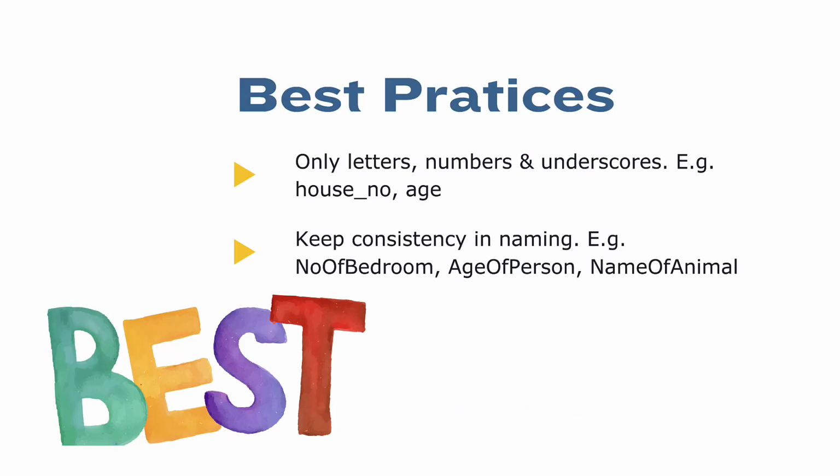Some of the best practices, these are high-level best practices when using variables. One is to use only letters, numbers, and underscores. For example, house_number or age. Just try to use this kind of naming when you define your variable. And also keep consistency in naming. For example, if you look at number of bedroom, age of person, name of animal, it's consistent how you write it, starting with an uppercase letter and uppercase for each of the next words and so on. So you can define it this way, and never start your variable with a number or any other sign.